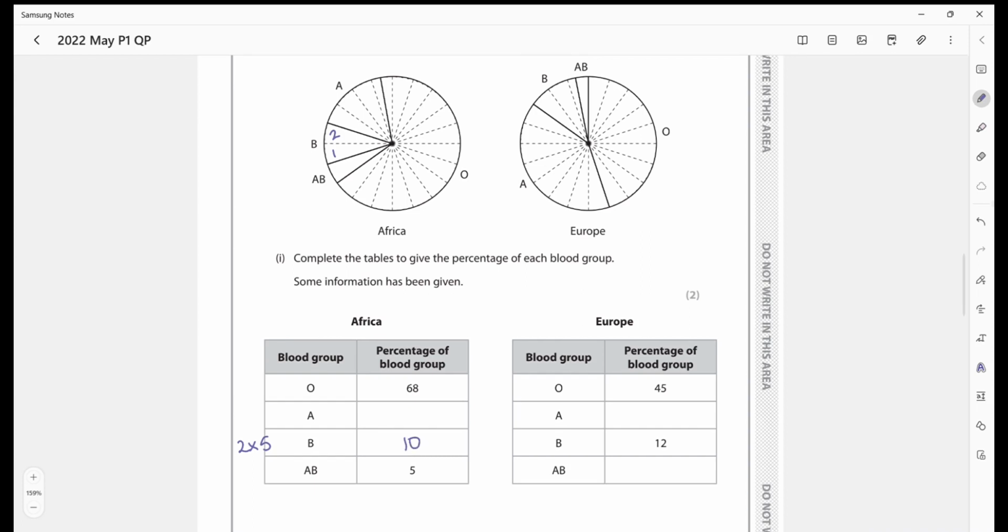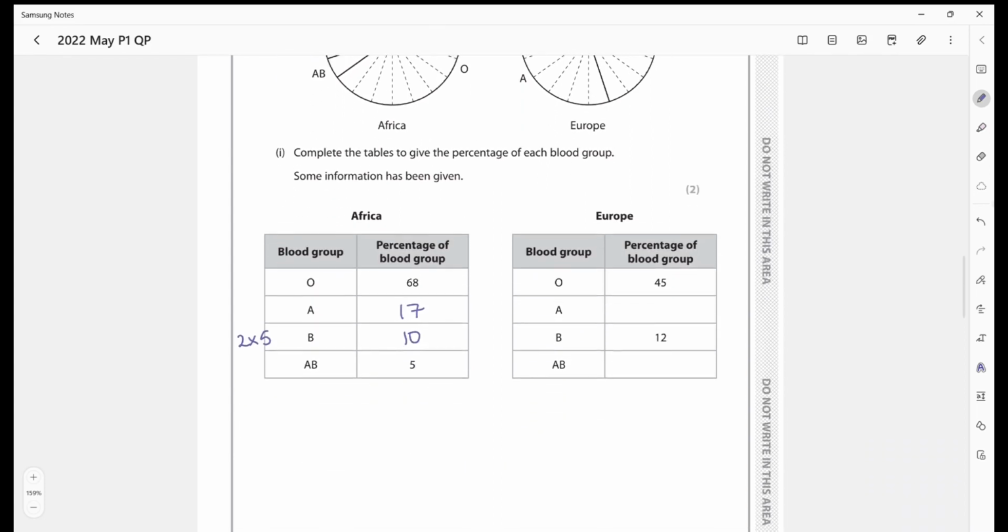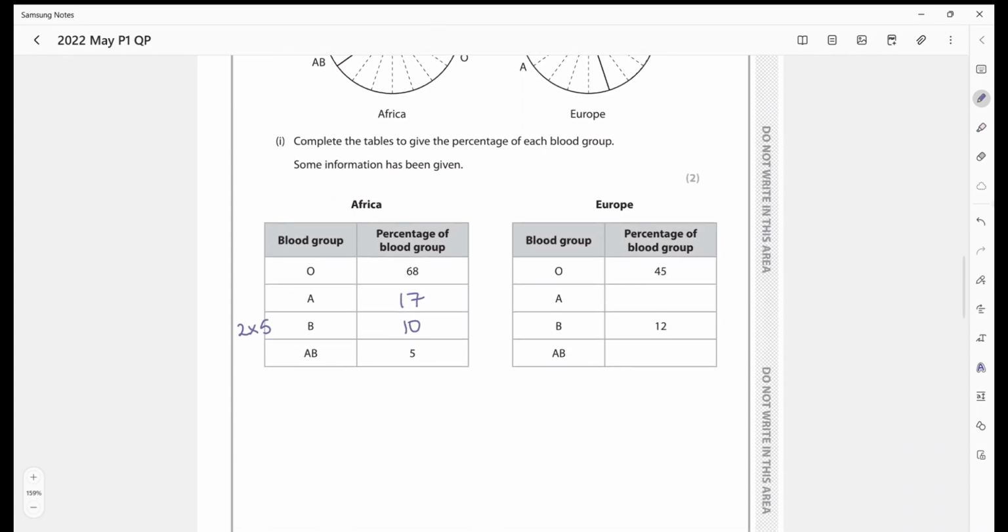Right, and there are 2 ways of doing this for blood group A. We can count the sections for blood group A, so that's 1, 2, 3, and it looks like it's slightly less than a half here. So that would be, let's say 3 times 5, that would be 15, and then it's not adding 2.5, so maybe add 2, so that would be 17. So that's 17 there, and we just want to double check to make sure that everything adds up to 100. So let's add up these numbers together, 68 plus 17 plus 10 plus 5, and that gives you 100.